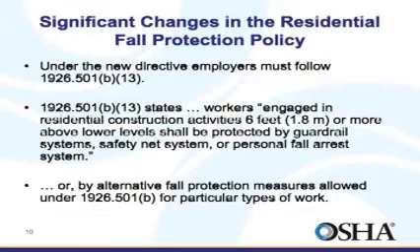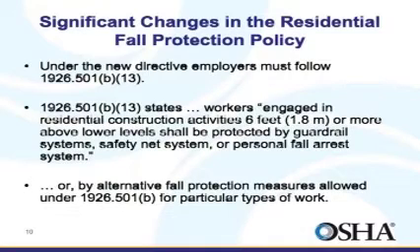Basically, the new directive simply states that all employers must protect their workers who are engaged in residential construction 6 feet or more above lower levels by conventional fall protection systems. That's guardrail systems, safety net systems, or personal fall arrest systems, or by other fall protection measures allowed under 1926.501(b) for particular types of work. Gone are the special alternative procedures allowed under the old directive for certain residential construction activities. Slide guards or safety monitors were allowed in lieu of conventional fall protection without first demonstrating infeasibility or the creation of a greater hazard. The new directive has not outlawed the use of slide guards or safety monitors.